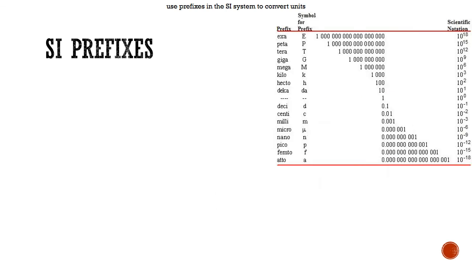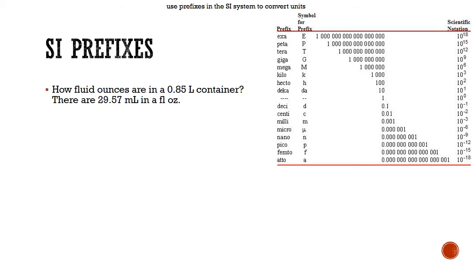So let's take a look at how we might use these prefixes to do some conversions with dimensional analysis like we're looking at in the last video. So here's a question. How many fluid ounces are in a 0.85 liter container? And I tell you that there are 29.57 milliliters in a fluid ounce.